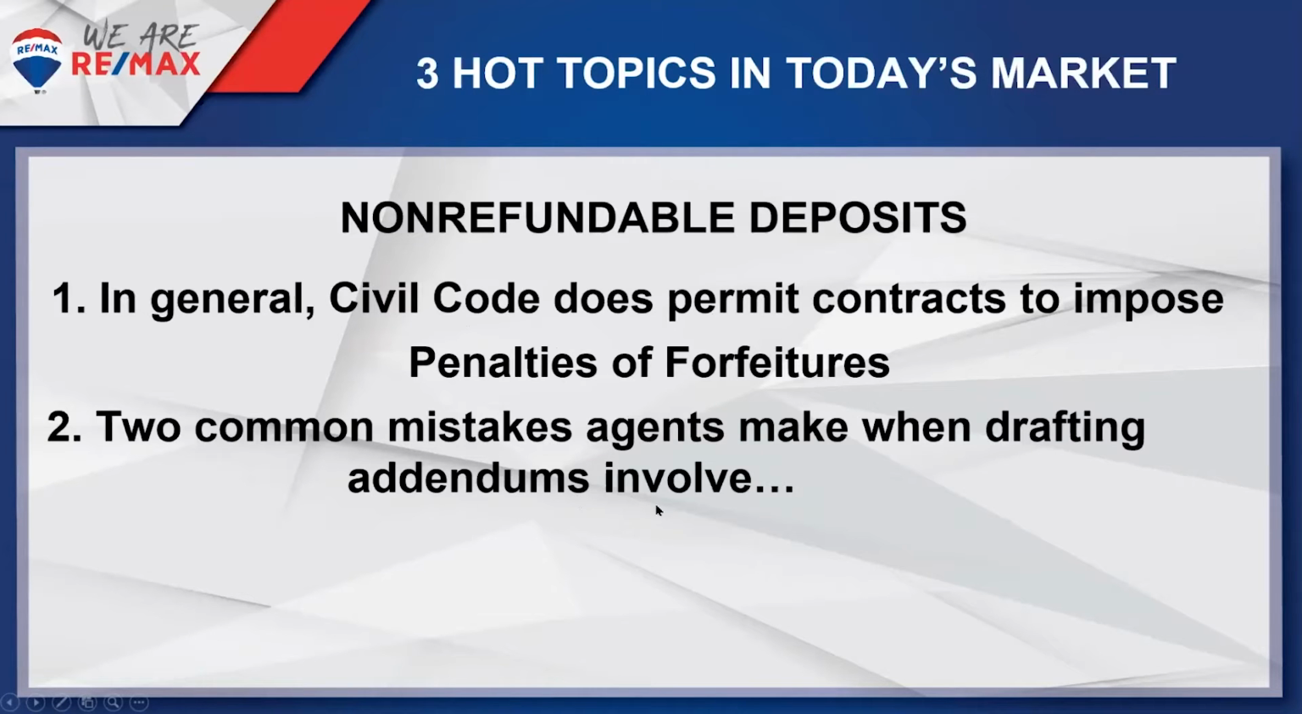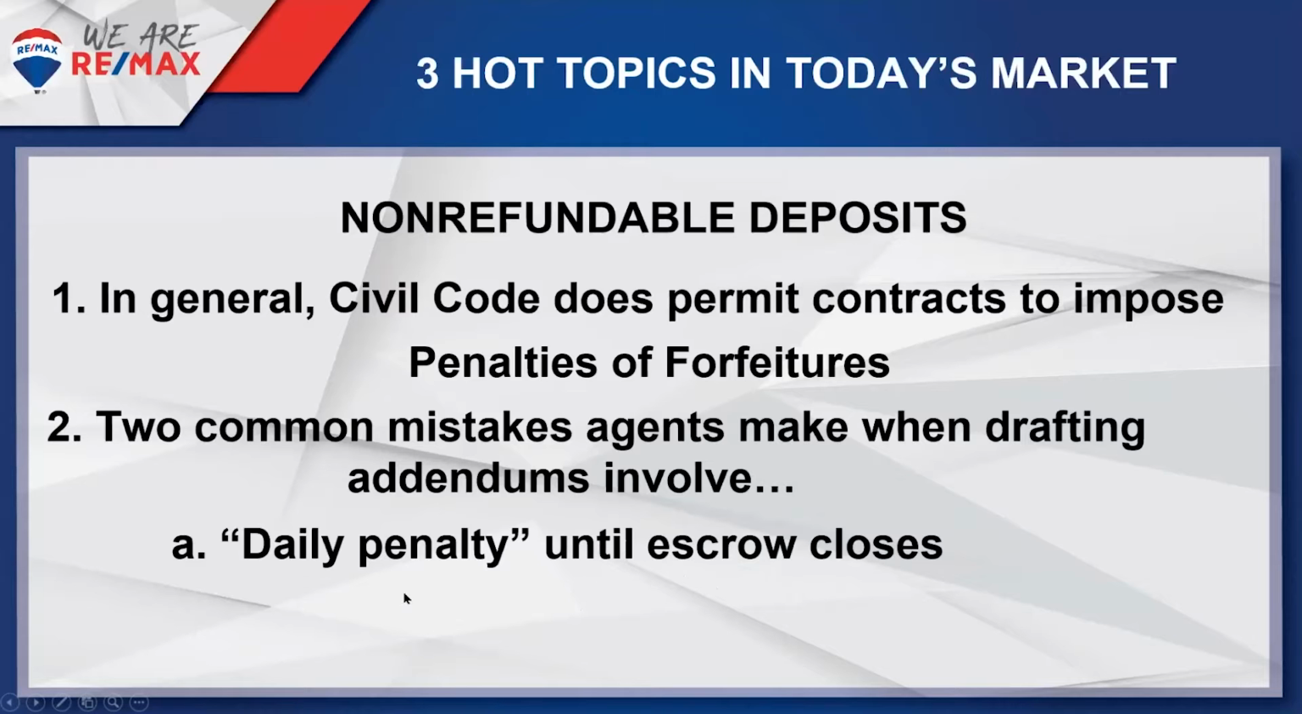What that means is agents frequently make one of two common mistakes that are in violation of civil code for the most part. There are narrow exceptions, but for the most part, agents violate civil code when they charge a daily penalty. So buyer doesn't close on time, so the seller sends an addendum over. Okay, the buyer will pay $100 a day penalty until they close. That buyer could easily, and the key word here is easily, after close of escrow, go to court and get every dime of that back. Why? Because penalties are not allowed.